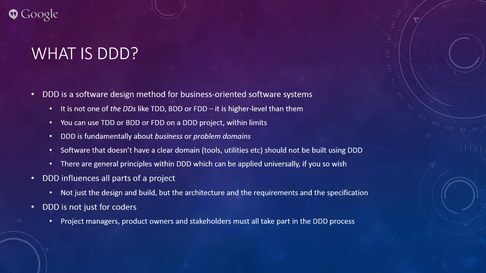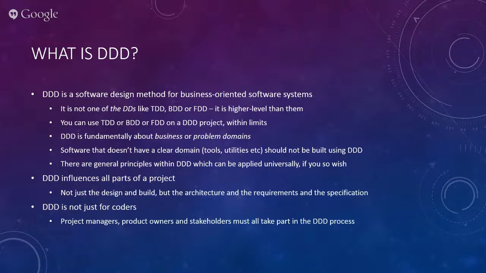DDD is fundamentally about either the business or what we sometimes call the problem domain, and that's an interesting word that I'll expand on a bit more later. But the key is in the name. Software that doesn't have a clear domain, so I'm thinking like tools, utilities, little bits of code that aren't really business oriented and don't reflect a business domain or a business problem that has a language you can use to describe it, aren't really something you would use DDD for. There are practices and lessons within DDD that you can apply universally if you like them, but DDD itself is designed for a particular kind of system. It's for enterprise, it's for business systems, line of business, quite a lot like the sort of stuff that we do here.